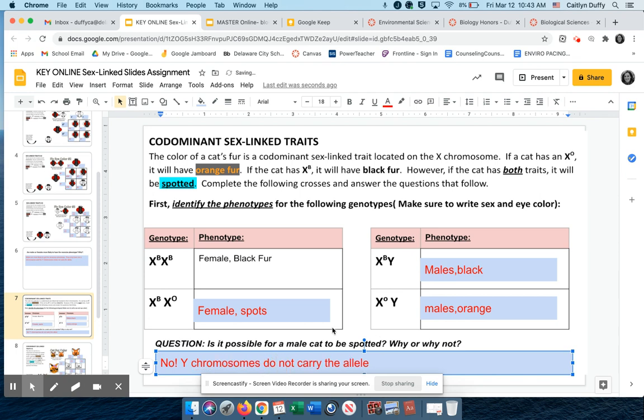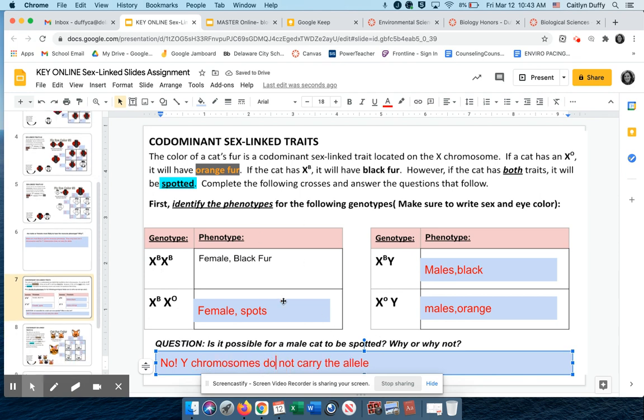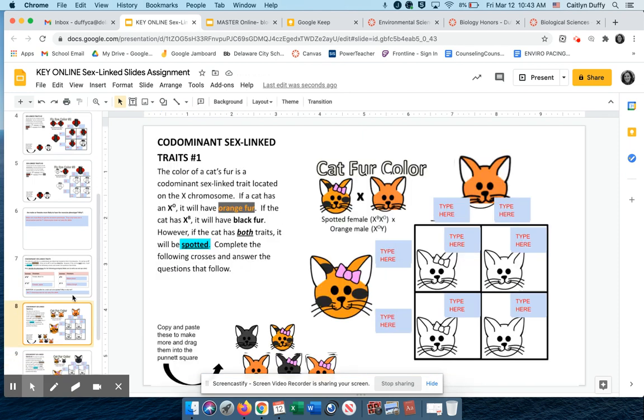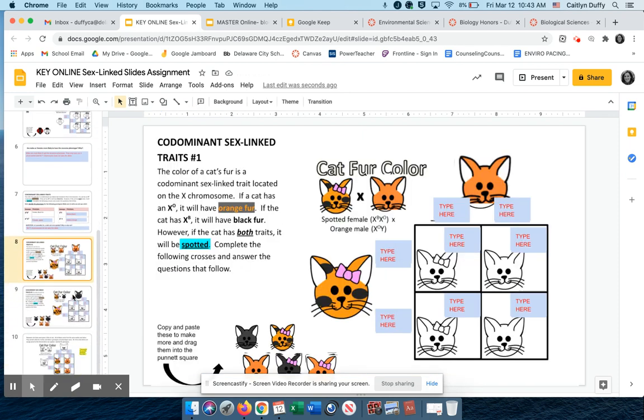Chromosomes. I know how to spell, I promise. Okay? All right, and remember to come back to this. So we're going to do a couple of these problems together as a class.